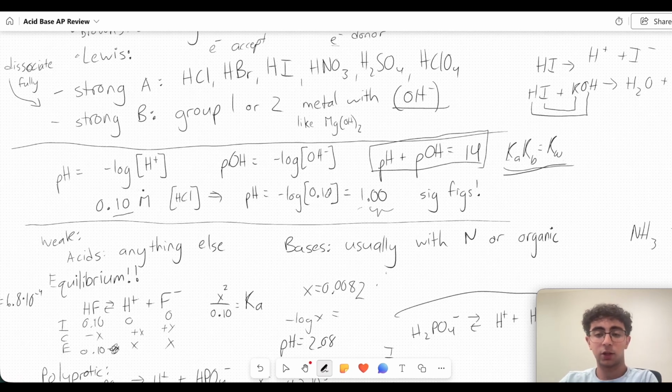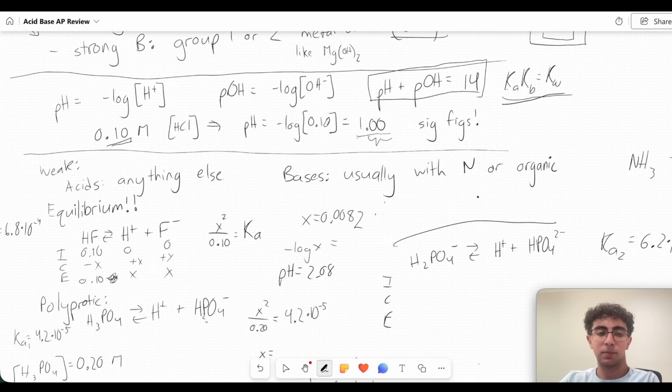As a sample calculation, if we have 0.10 molar HCl, it's going to fully dissociate and form 0.10 molar H+, meaning that we can take the negative log of 0.10, which is the negative log of the H+ concentration, and get pH, which is 1. For sig figs, note that this initial value has 2 sig figs, and then for pH, our sig figs count after the decimal place. So even though this looks like 3 sig figs total, it only counts after the decimal place, so it's 2 sig figs, so we're good.